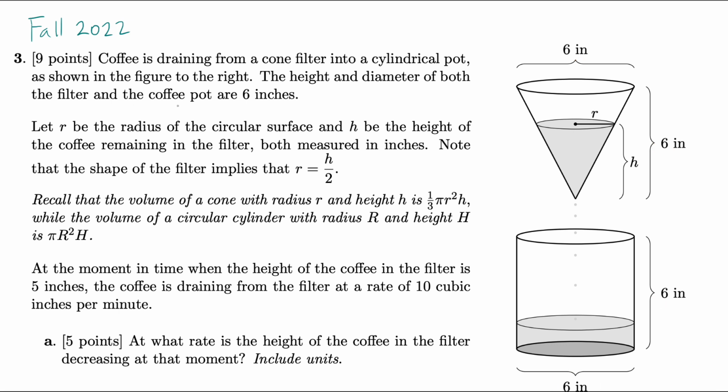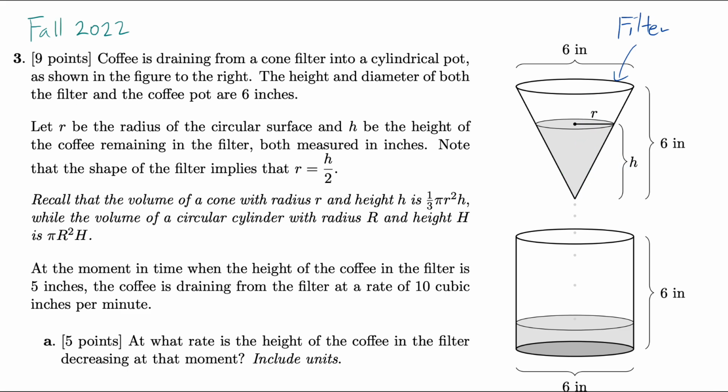And now we define some quantities. Let r be the radius of the circular surface and h be the height of the coffee remaining in the filter, both measured in inches. So we see that this is the filter right here. And here r and h are changing over time. As the coffee is draining out, r is going to get smaller and h is going to get smaller. So maybe this is r a few seconds from now.